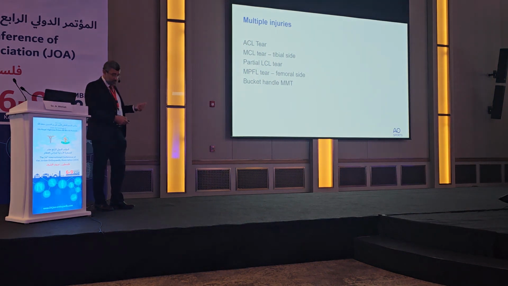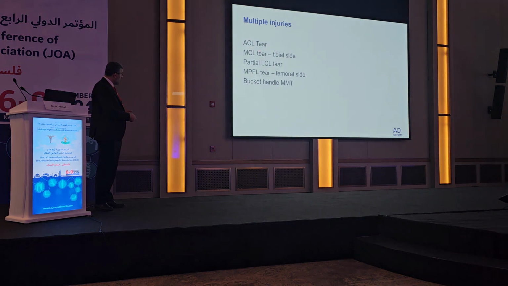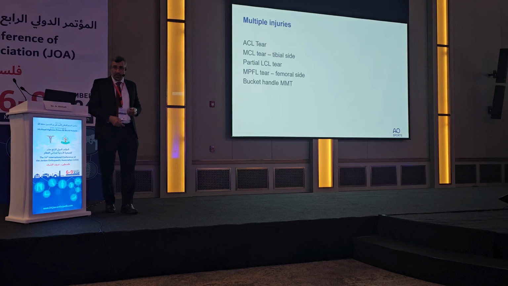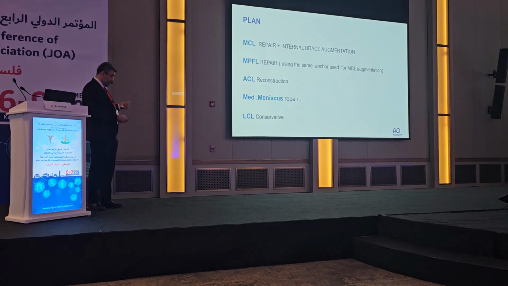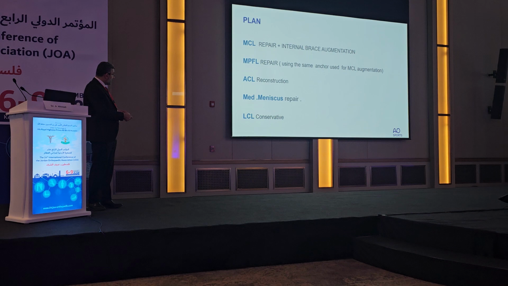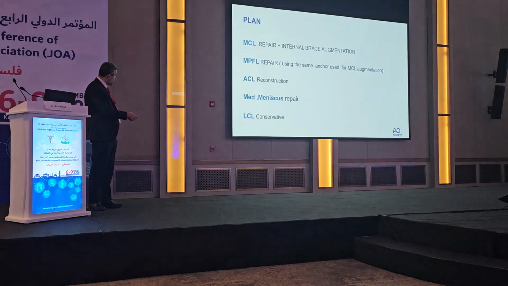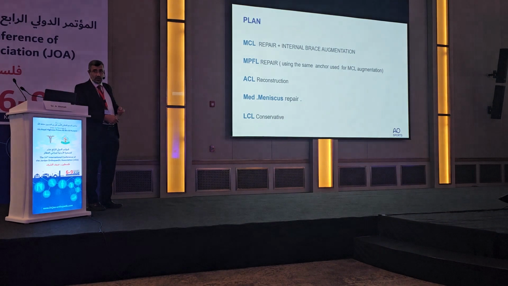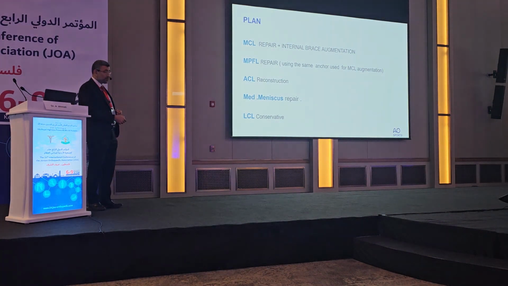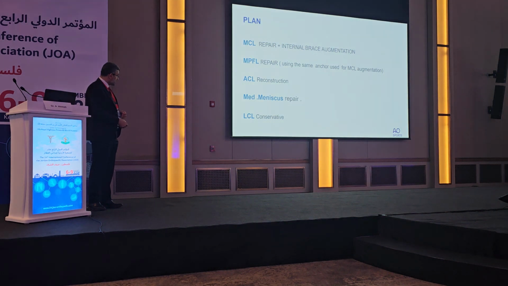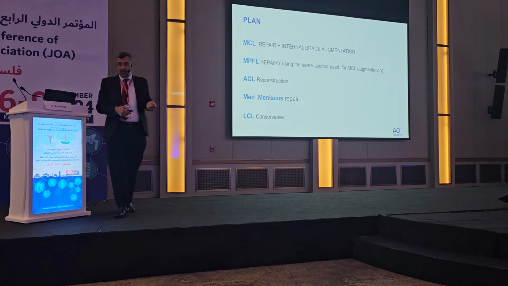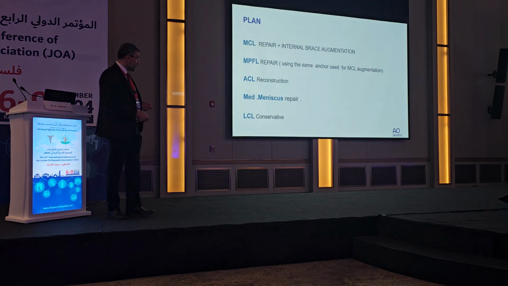MRI showed us other injuries. Look, he has ACL, MCL tear, partial ACL, MPFL tear, femoral side, and a bucket handle medial meniscus tear. So we have to make our plan. This is our plan. MCL repair, augmented repair. Here, augmented repair. MPFL repair using the same anchor for bracing, cost effective. ACL reconstruction, medial meniscus repair, and the stability was good for LCL, so conservative for LCL.